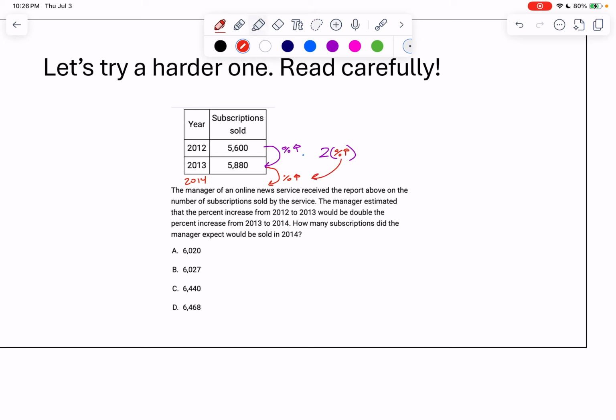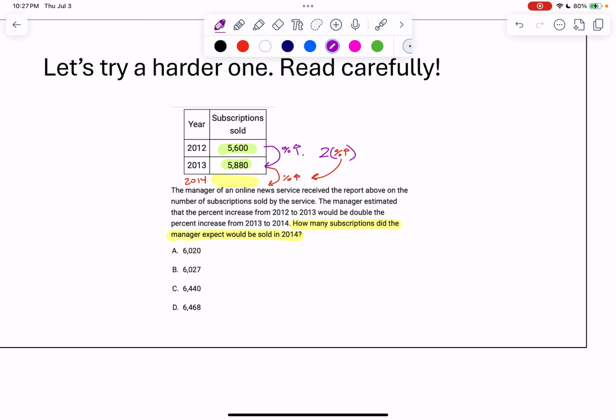Now we can ask ourselves, how many subscriptions did the manager expect would be sold in 2014? So this is what we're looking for right here. Well, what can we find out that'll help us figure this out? I know I have these two values, and these two values will help me find this percent increase, and that's how they relate together. So if I can find the percent increase of the values that I have, I'll be able to find the value that I want. So let's figure that out.